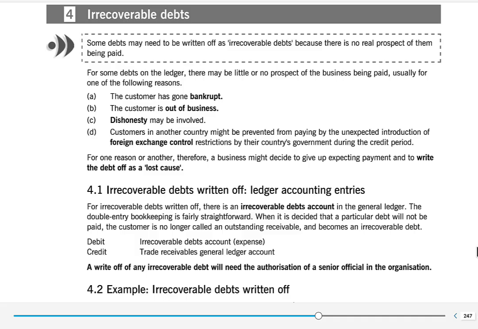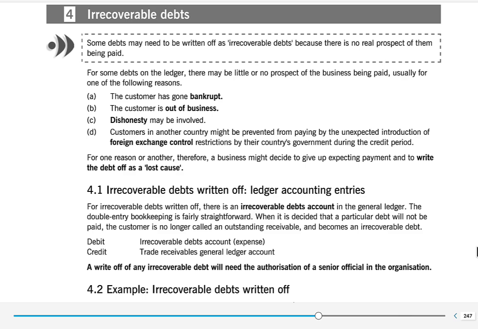Very important control point from the book. Any write-off of irrecoverable debt needs authorization of a senior official in the organization. Why does the book stress that? Because writing off debts can be abused. A dishonest employee could write off a friend's balance, or hide theft, or cover up poor credit control. So in exam thinking, when you see write-off, think authorization. Mini check question. Which side do we put the trade receivables control account on when we write off? We credit it because receivables go down.